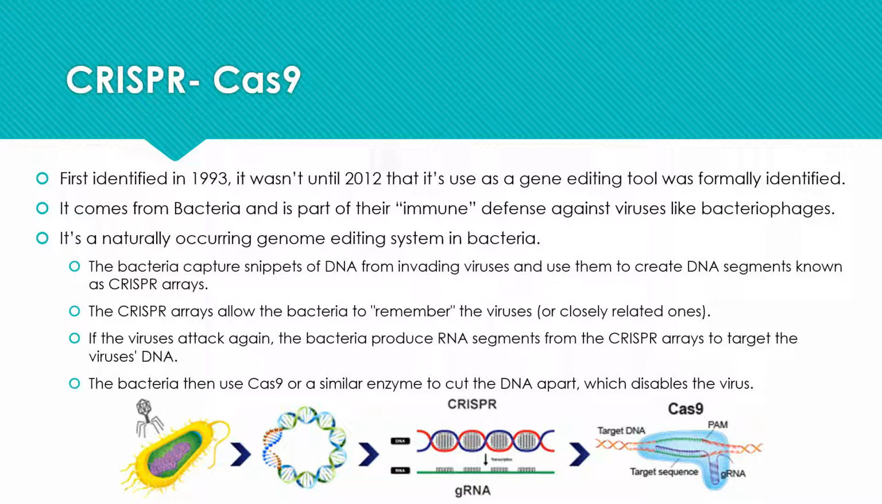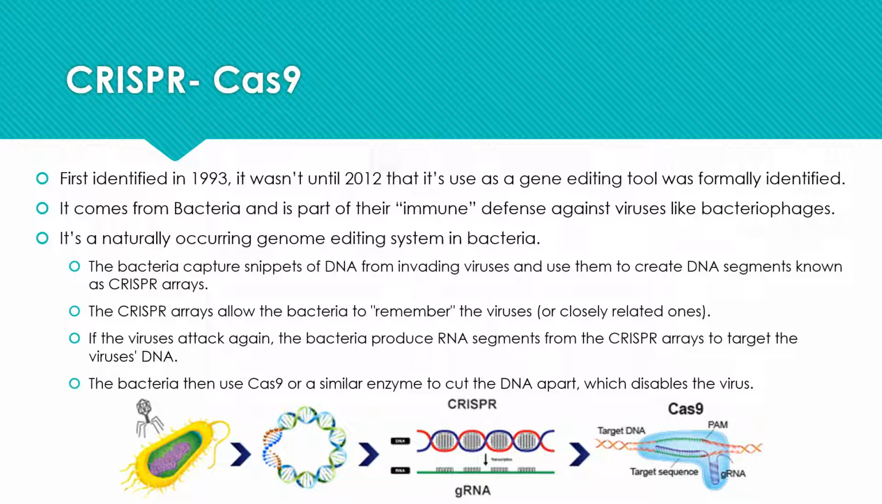So we tend to think of this as relatively recent because it wasn't until 2012 that it came into the public consciousness, that people actually became aware of this and its potential. But it was actually discovered back in 1993. Like I said, it's part of bacteria, and it's part of their immune system and how they defend against viruses, particularly viruses we would call bacteriophages. Bacteriophages are viruses that can attack and infect bacteria. So bacteria obviously want to defend against these viruses to protect themselves, and that's what CRISPR Cas9 does.